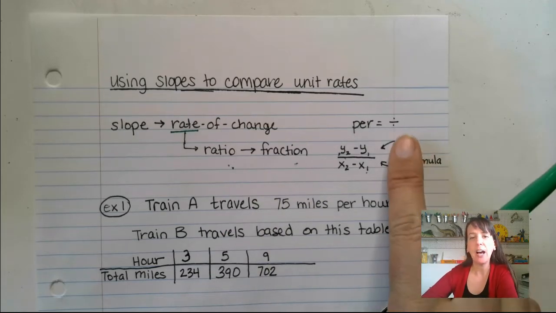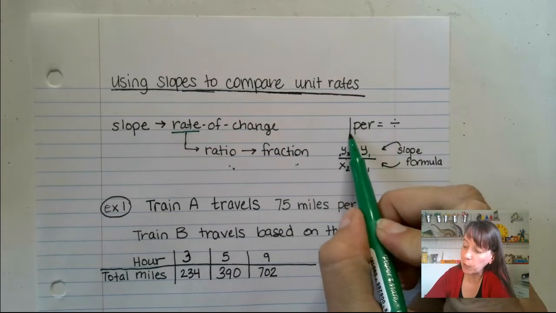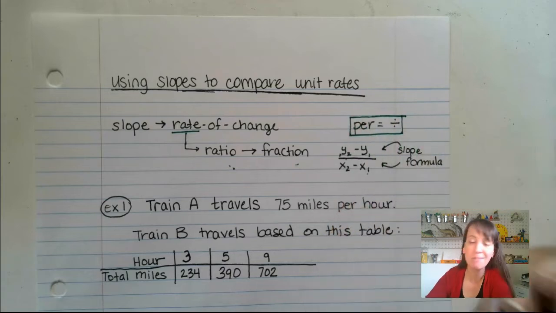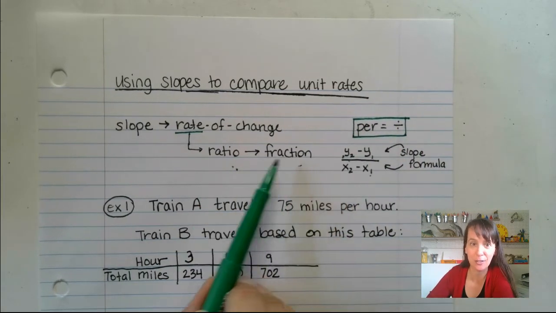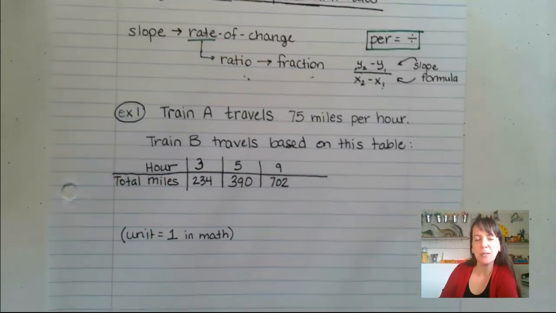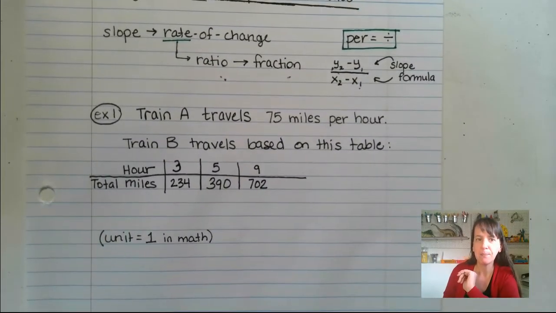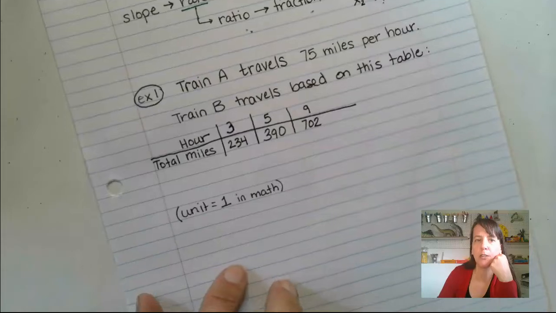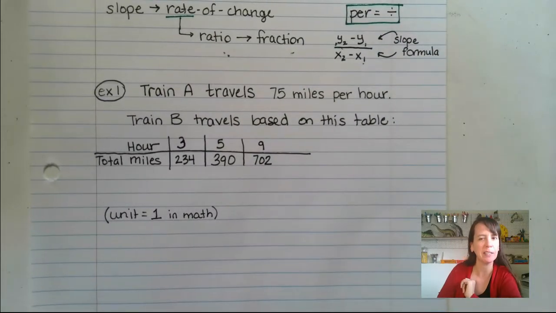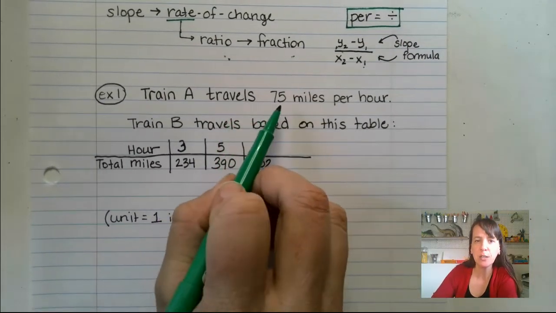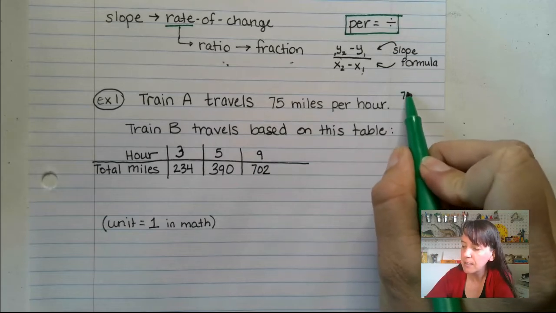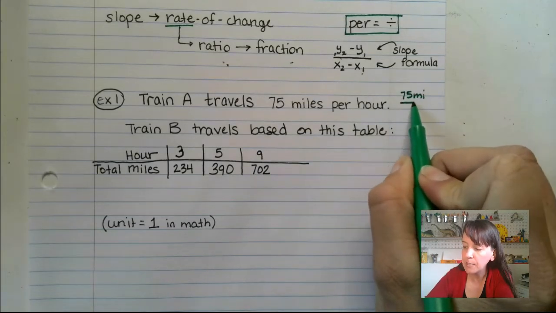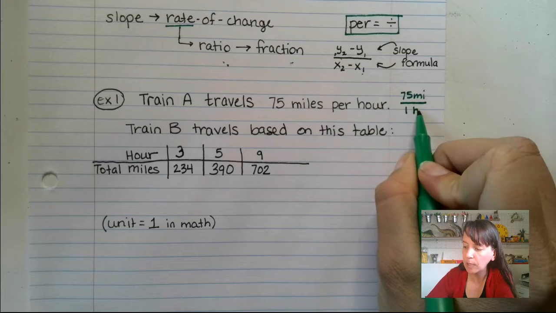So the other thing that you'll want to know here is the word per means divide. And remember, divide is just a fraction, just like these guys here. Okay, so let's look at our example with that information in mind. Train A travels 75 miles per hour. Train B travels based on this table. Okay, looking at this table, we need to figure out what the train goes per hour. Let's back up actually and talk about train A here. This goes 75 miles per, remember per means divide, 1 hour.